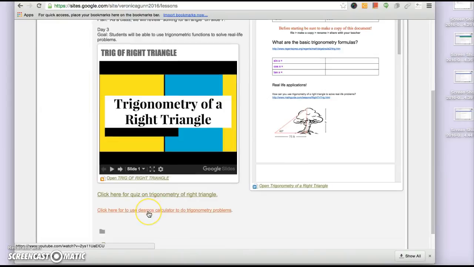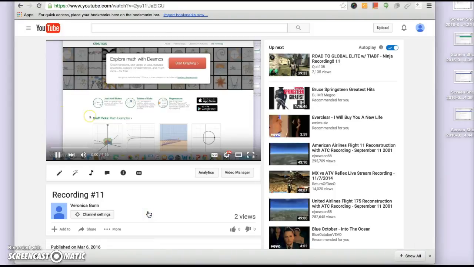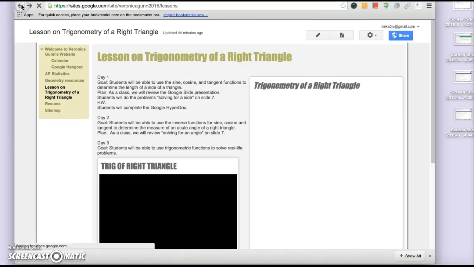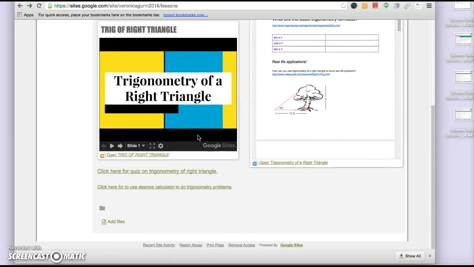Down here, there was a demonstration on how to use a calculator. Okay, so that video explains how to use the Desmos calculator for trig functions. So the students were able to use that, see that, and then they could do their trig functions.